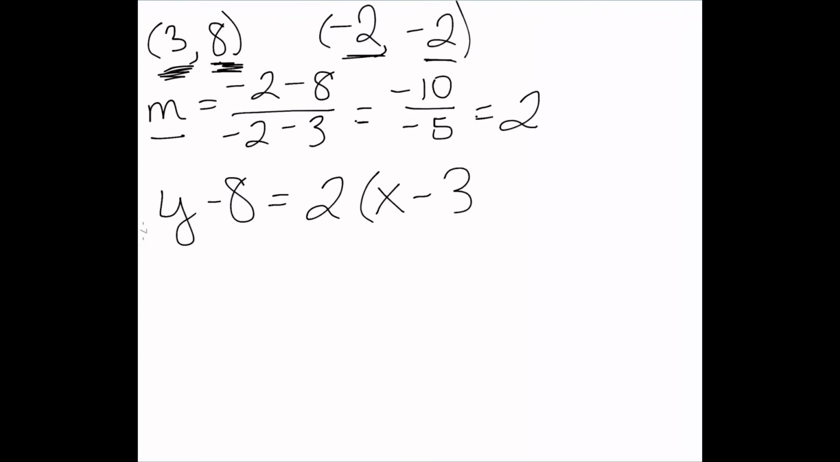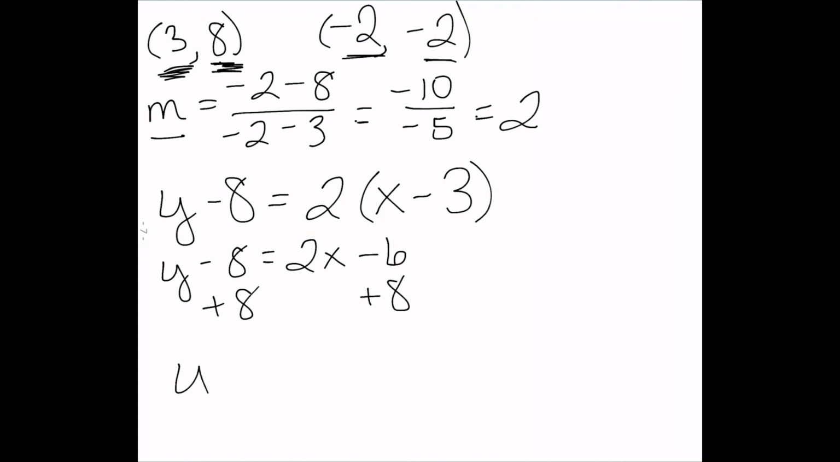3. So y minus 8 is 2x minus 6. And once again, it's customary to write this as y equal to something. So I'm going to add 8 to both sides to get 2x plus 2. In this particular example, when I needed a point, I used the point 3, 8. We would have got the same answer if we used the point -2, -2 as well.